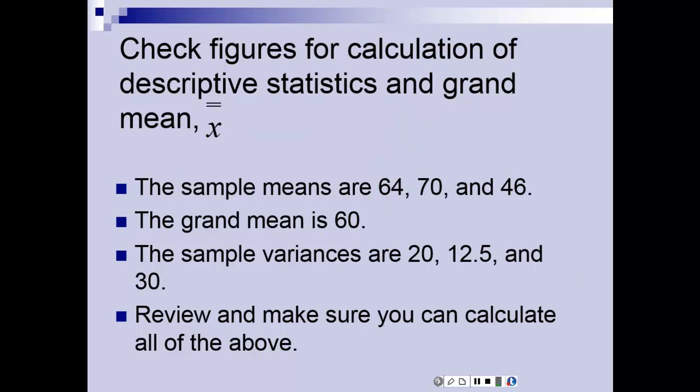Okay, so the next thing you'll have to do is calculate the descriptive statistics and the grand mean. We'll go back and review that in a second. We'll just go ahead and put those problems up there. But for right now, let's say we computed the means of those 3 samples, and the means were 64, 70, and 46. We'll compute them in a minute, but for right now, let's just get to what's new. The grand mean, so this is X bar A, X bar B, and X bar C.